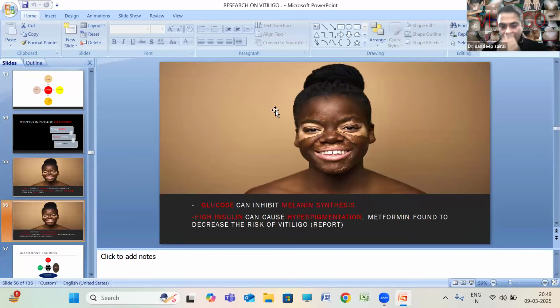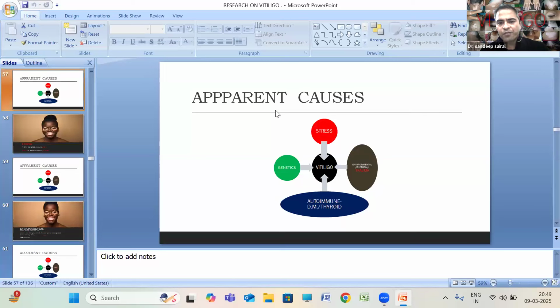Major risk factor. Now, glucose can inhibit the melanin synthesis, decreases the melanin synthesis. What do we normally do in modern science for glucose? We use insulin or metformin. It is found in studies that metformin decreases the risk of vitiligo. Okay. See, glucose decreases the melanin synthesis and insulin will produce the opposite condition. It will show hyperpigmentation. Now, we have talked about vitiligo linked with stress in detail.